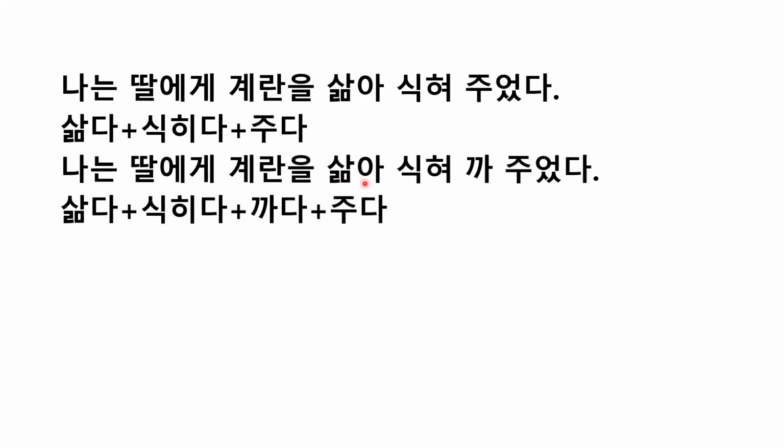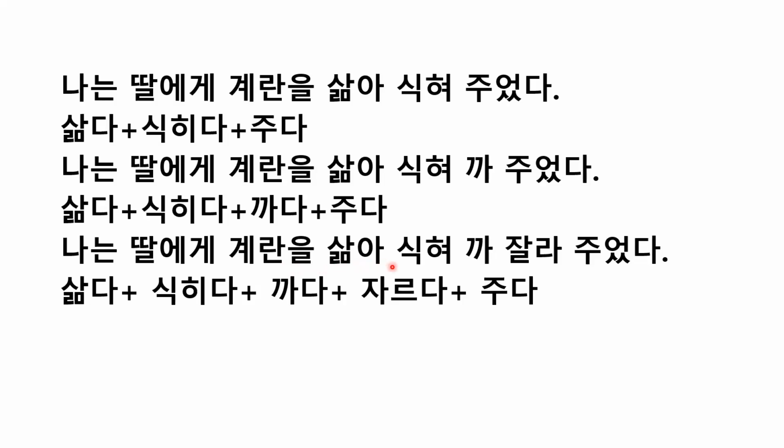나는 딸에게 계란을 삶아 식혀 까주었다. You have 삶다, 식히다, 까다, 주다. Four activities put into one unit of activity. And then you have four verbs compounded for one unit of purpose, one unit of activity. 나는 딸에게 계란을 삶아 식혀 까 잘라주었다. 삶다, 식히다, 까다, 자르다, cut. You have five verbs. Five activities put into one unit of activity.